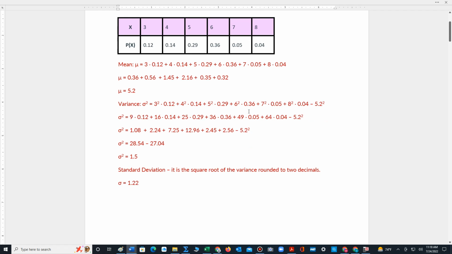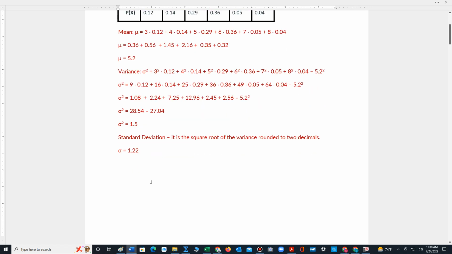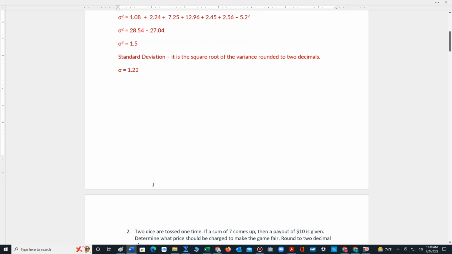When we multiply out, we end up with 28.54 minus 5.2 squared, which is 27.04. The variance is 1.5. To compute standard deviation, take the square root of the variance to get 1.22.